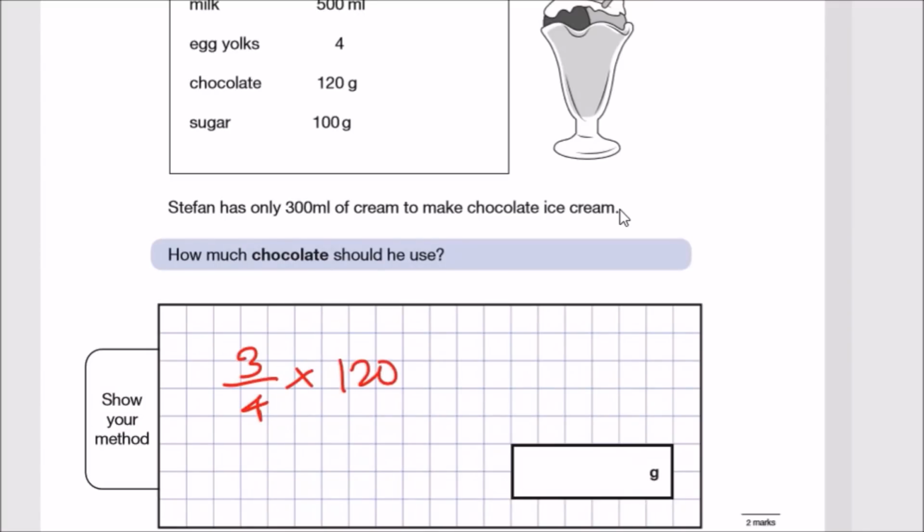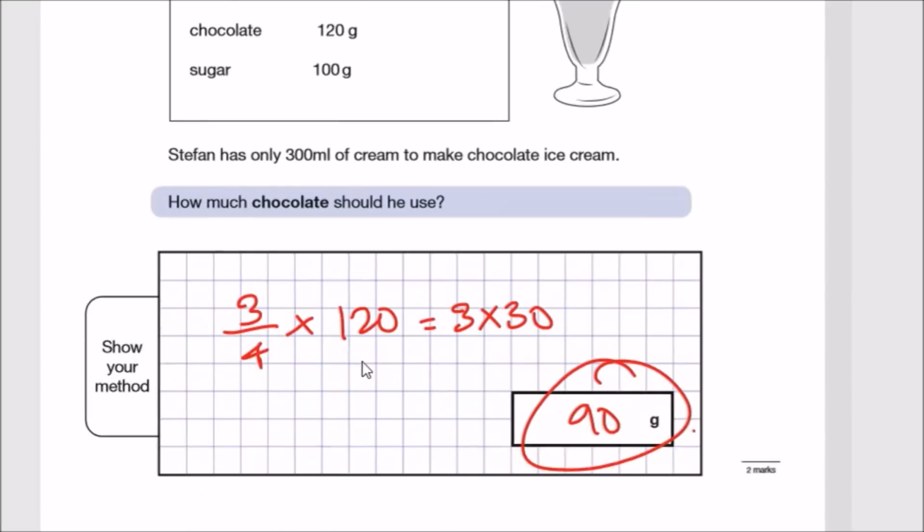So off we can put a times sign, and then we just do the maths. Now the easy way to solve this is that you can divide first. So you ask yourself, how many 4s go into 120? Well, how many 4s go into 12? We know it's 3. And in this case, 120 would be 30. So the answer would be 30, and then we multiply that by 3, so it'd be 3 times 30, which is finally 90 grams. Easy stuff, guys.